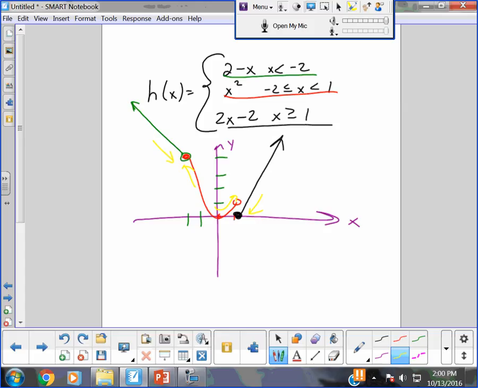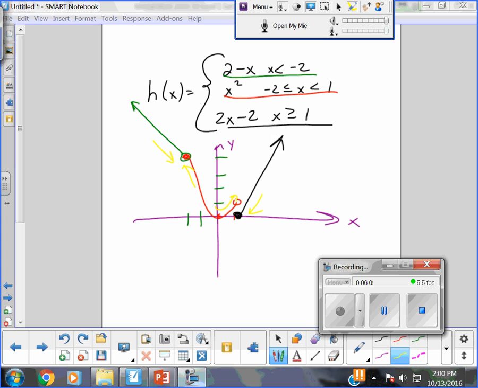What do we know about anywhere else on this function? It exists, because the three functions, the green one, the red, and the black, are all polynomial continuous functions. Direct substitution everywhere else. Keep practicing. Calculus is fun.